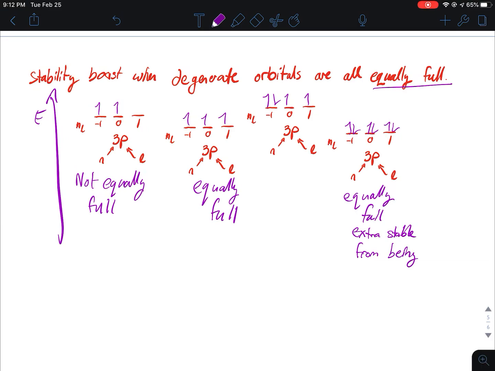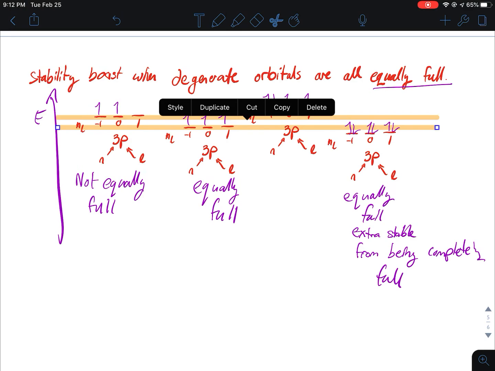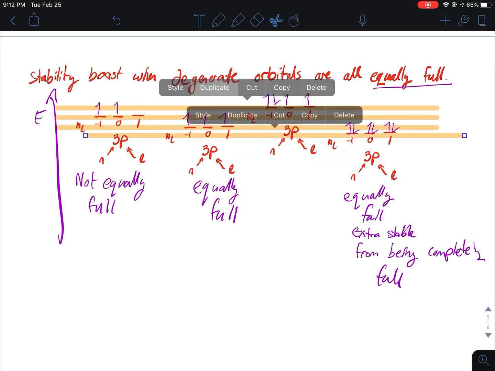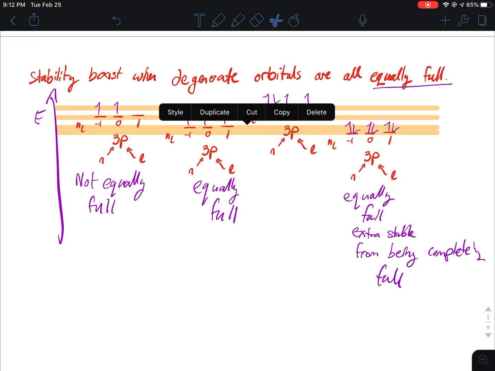Maybe call it complete fullness. All right. So this is the idea. Now this makes some interesting stuff happen. I just want to kind of remind ourselves of what we're doing here. So we're saying that we've got almost 3 different energy, we have 4 different energy levels here.